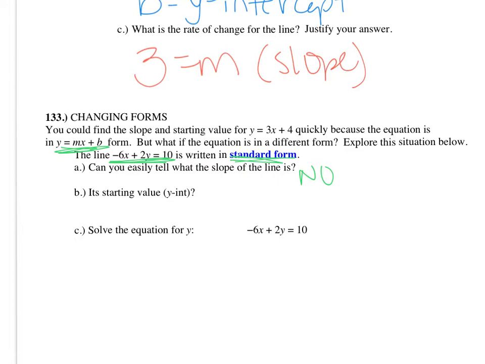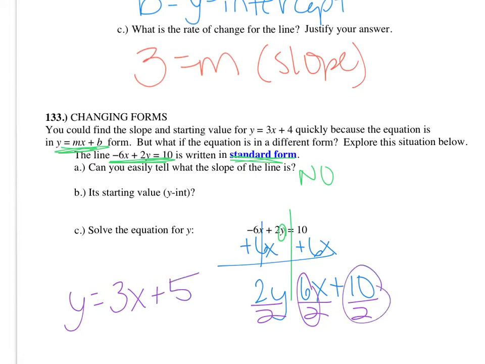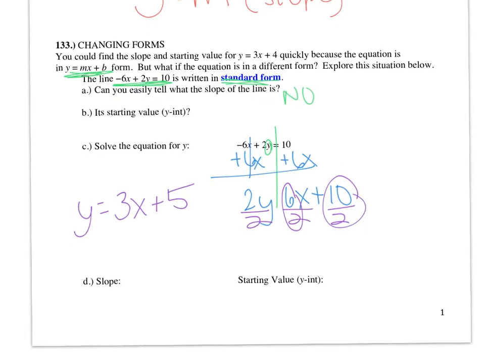So what we're going to do is, in part C, solve for y. So we want to get this y by itself. We are going to start by adding 6x to both sides. So we have 2y is now equal to 6x plus 10, or 10 plus 6x. And then we're going to divide every single part by 2. So y is going to equal 3x, because 6 divided by 2 is 3, plus 10 divided by 2, which is 5. And now we can easily identify the slope and the y-intercept.